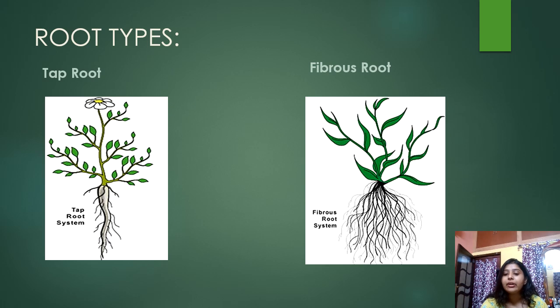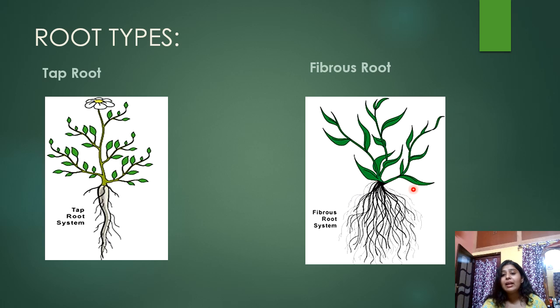Next, there are two types of root we can find. One is taproot. See, one primary and stable root and small hair-like roots coming out from the main primary root. This is called taproot. Okay, this is called taproot. And in the case of mango tree and banyan tree, we can see this type of taproot.